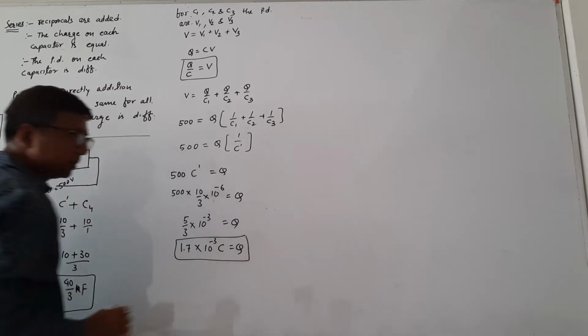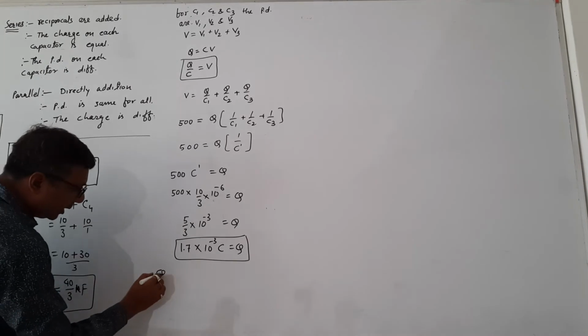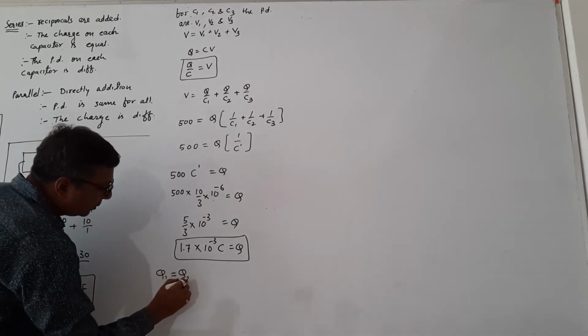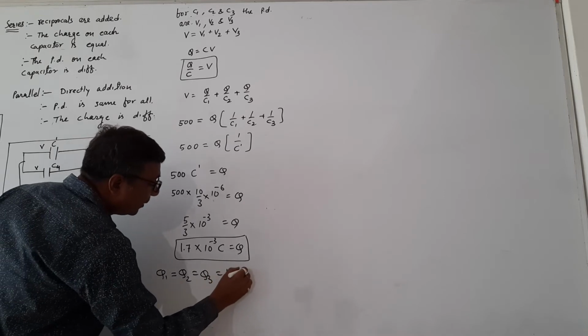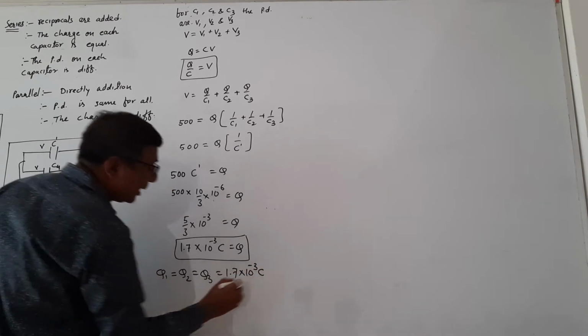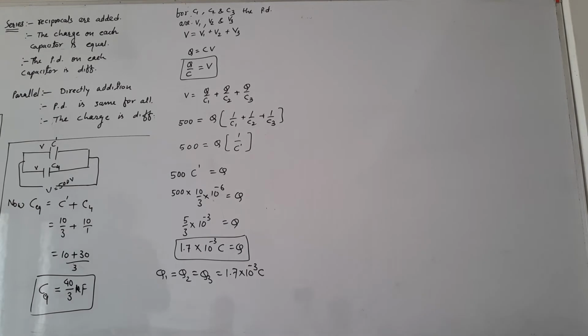So that means Q1 is equal to Q2 is equal to Q3, and it is 1.7 into 10 raised to minus 3 coulomb. So for C1, 2 and 3, each of these 3 capacitors has 1.7 into 10 raised to minus 3 coulomb charge.